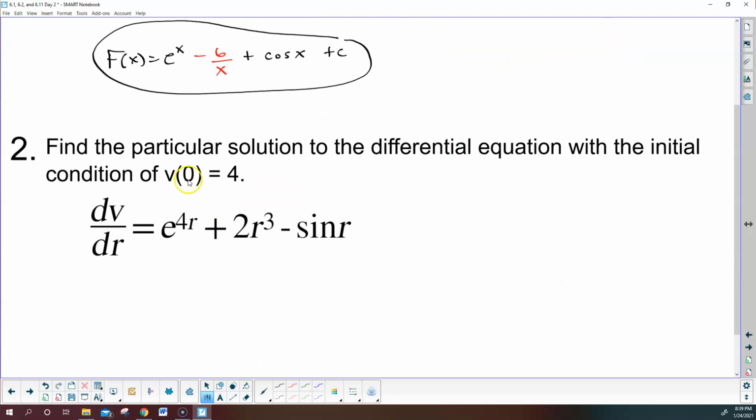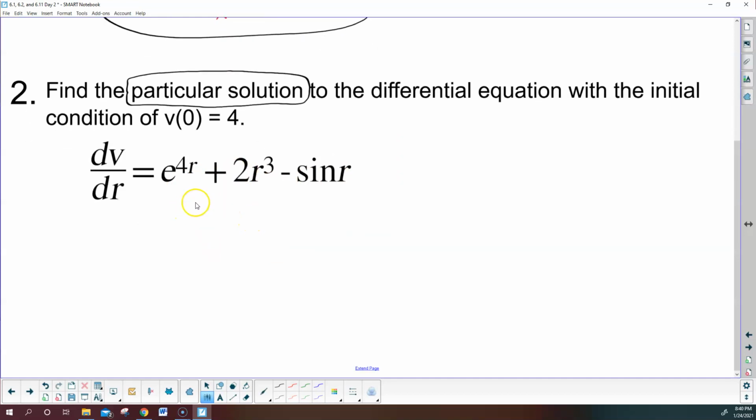Okay. And then we have this one right here, find the particular solution. So we talked about this the other day. You're supposed to watch the video that Mr. Waffler did last Wednesday, and he talked about finding particular solutions. It's the same work we just did, right? So you're going to find the antiderivative.